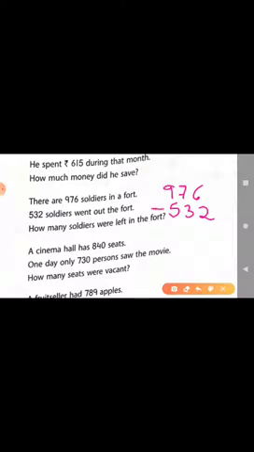So subtracting, first we subtract the ones. So 6 minus 2 is equal to 4. Then we subtract the tens. 7 minus 3 is 4. Then we subtract the hundreds. 9 minus 5 is again 4. So 444 soldiers were left in the fort.